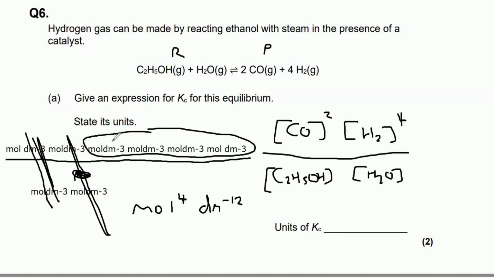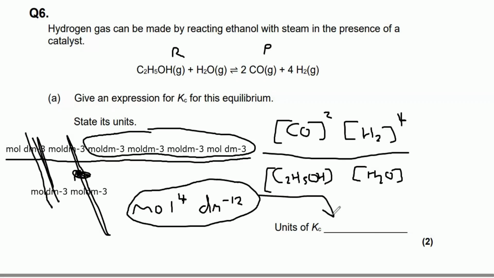Notice when the units are on top and there's nothing below, you do not reverse the sign. There was no reversal of the sign. This stayed as negative. We just multiplied or added them all up. So mol became 4, dm became -12. The only time you reverse the sign when doing the units is when you are left with some units at the bottom on their own with the dividing line above them, then you reverse the sign. And that's how we do the units of Kc.